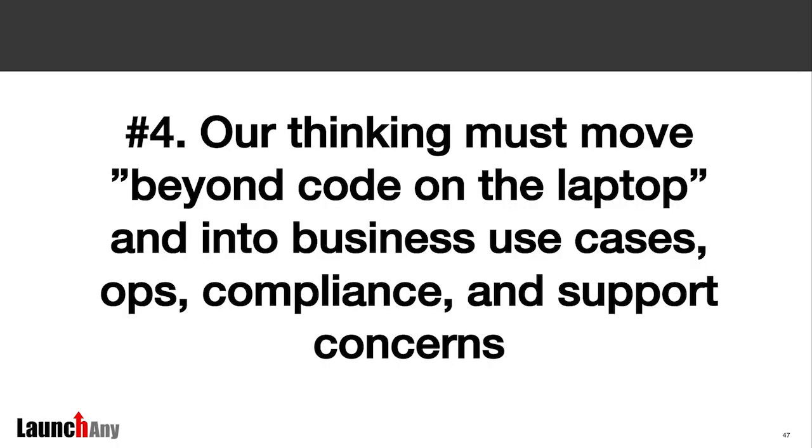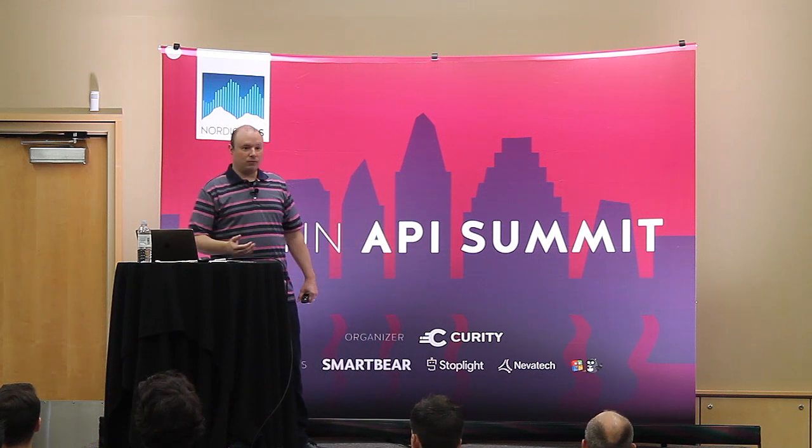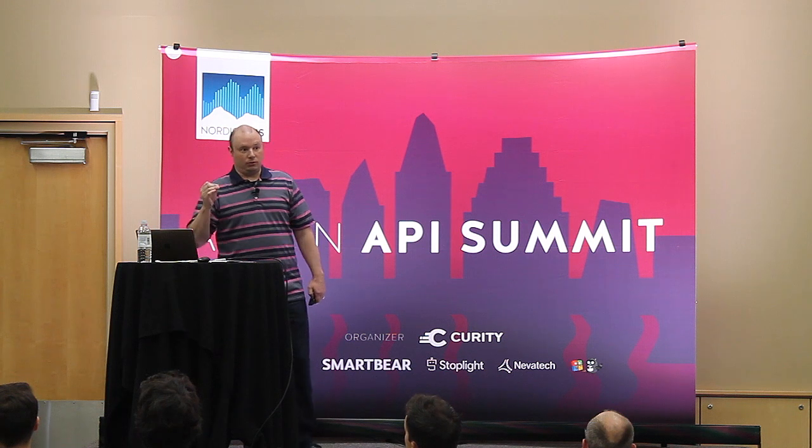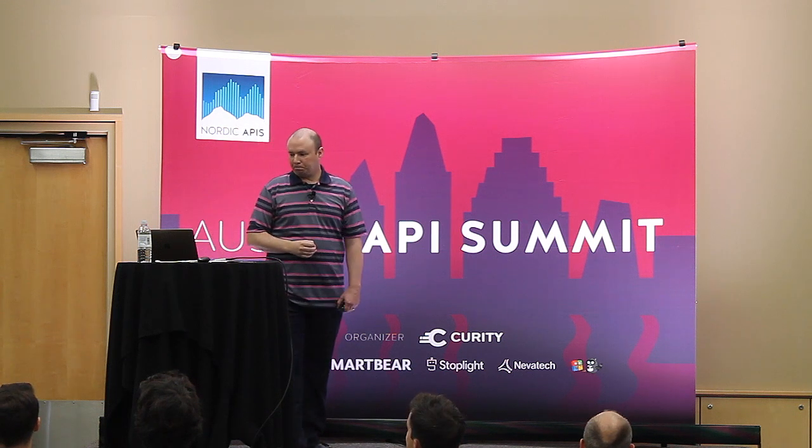Number four, like I said, think beyond the laptop. Think about what it's going to take to operationalize your API. You might be building an API between two systems or something you're going to use internally, but as we learned yesterday by several speakers, talking about API security is of the utmost importance to know that you can insert logging, analytics, security, access management, all those pieces in place. If you don't have that, you might end up in a headline someday.